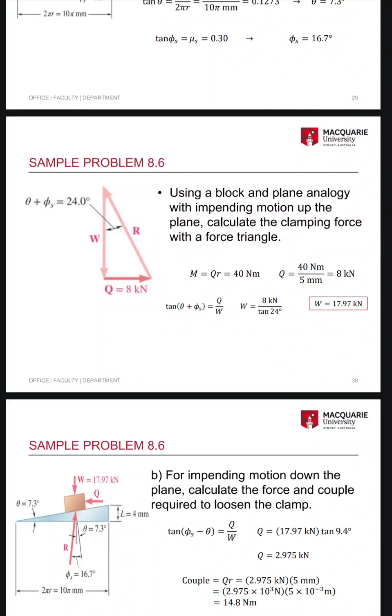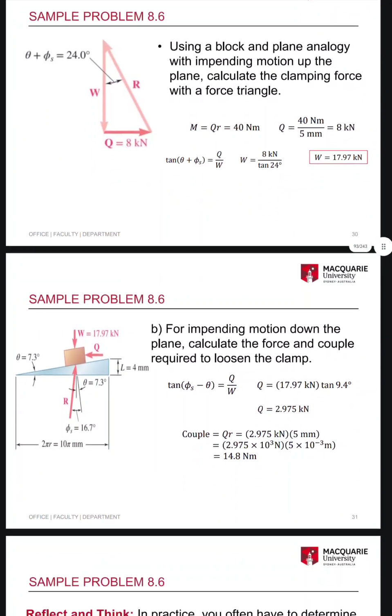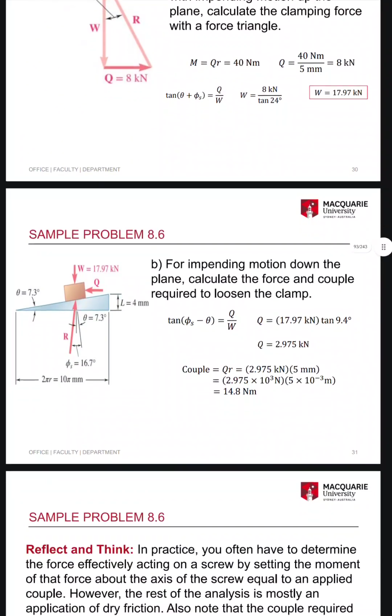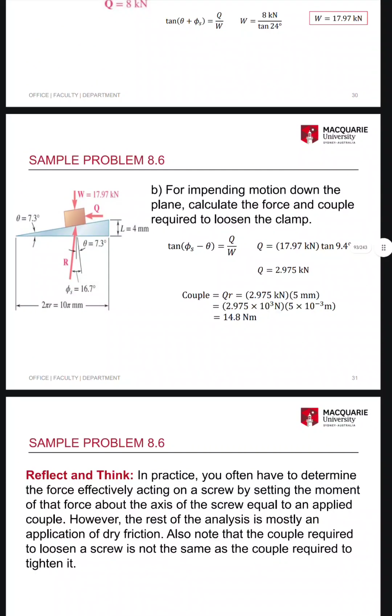Calculate the clamping force with the force triangle. M equals Qr equals 40 Newton meter. Q equals 40 Newton meter by 5 mm equals 8 kilonewton. Then tan of (theta plus phi s) equals Q by W. W equals 8 kilonewton by tan 19.7 degrees. W equals 7.97 kilonewton. For impending motion down the plane, calculate the force and couple required to loosen the clamp.